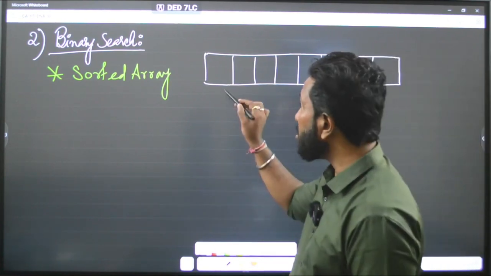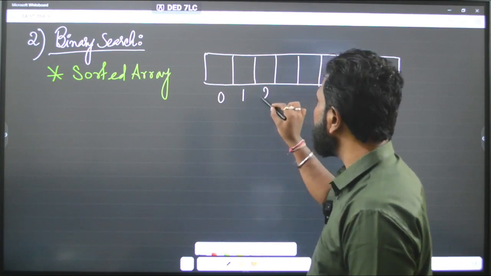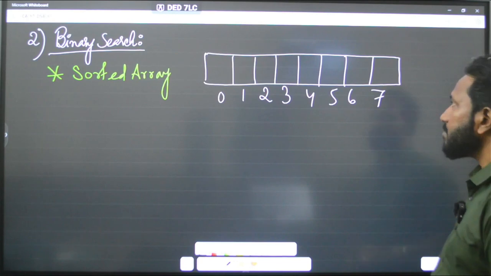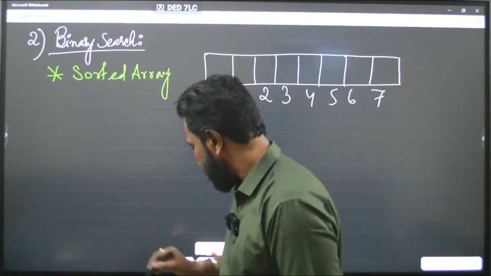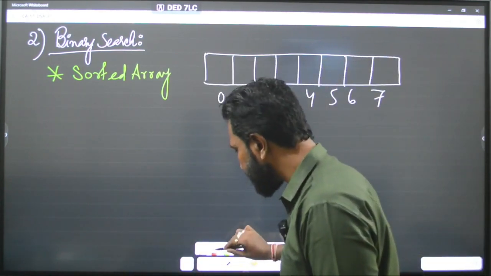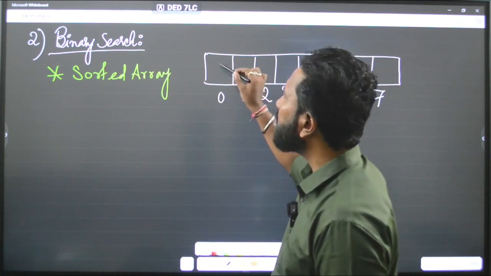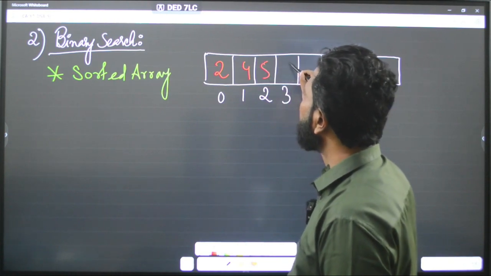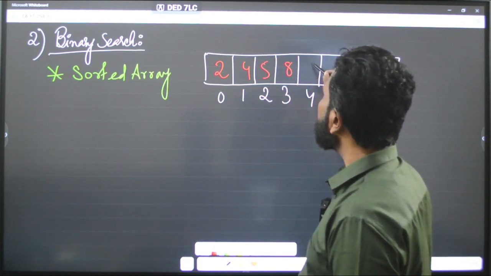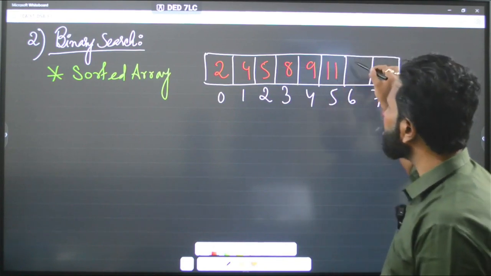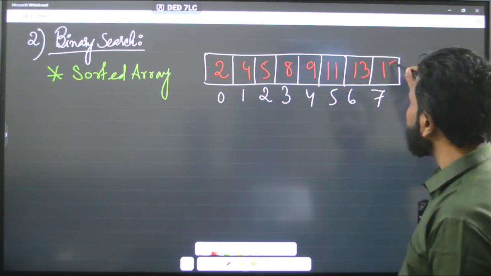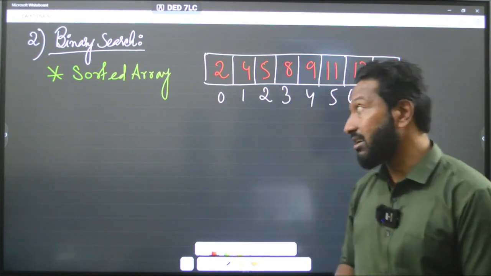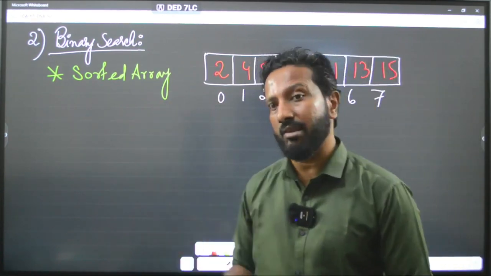Okay. So, indexes 0, 1, 2, 3, 4, 5, 6, 7 and same thing. Let us take some numbers here. I am taking 2, 4, 5, 8, 9, 11, 13 and 15. Sorted array, guys, please remember, sorted array, otherwise binary search will not be applicable.